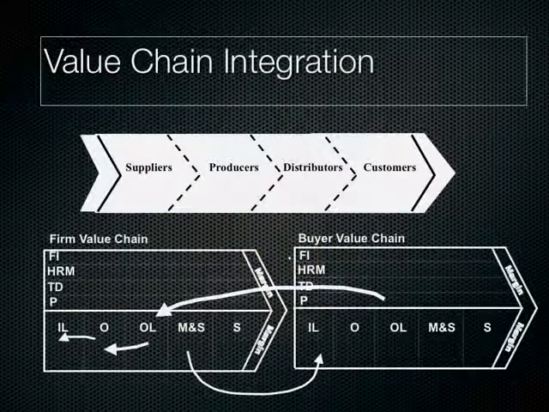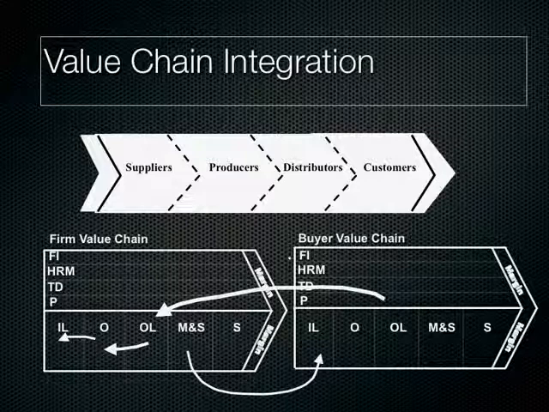As we start looking at the value chain, we notice that the word chain implies there's a chain of activities, and we see here with the big white arrow that one company, a supplier, in some cases provides input to a producer, which provides input to a distributor, which provides input to a customer, and thereby the value chain is linked. Below the white arrow we see that the firm value chain interacts with the buyer value chain.